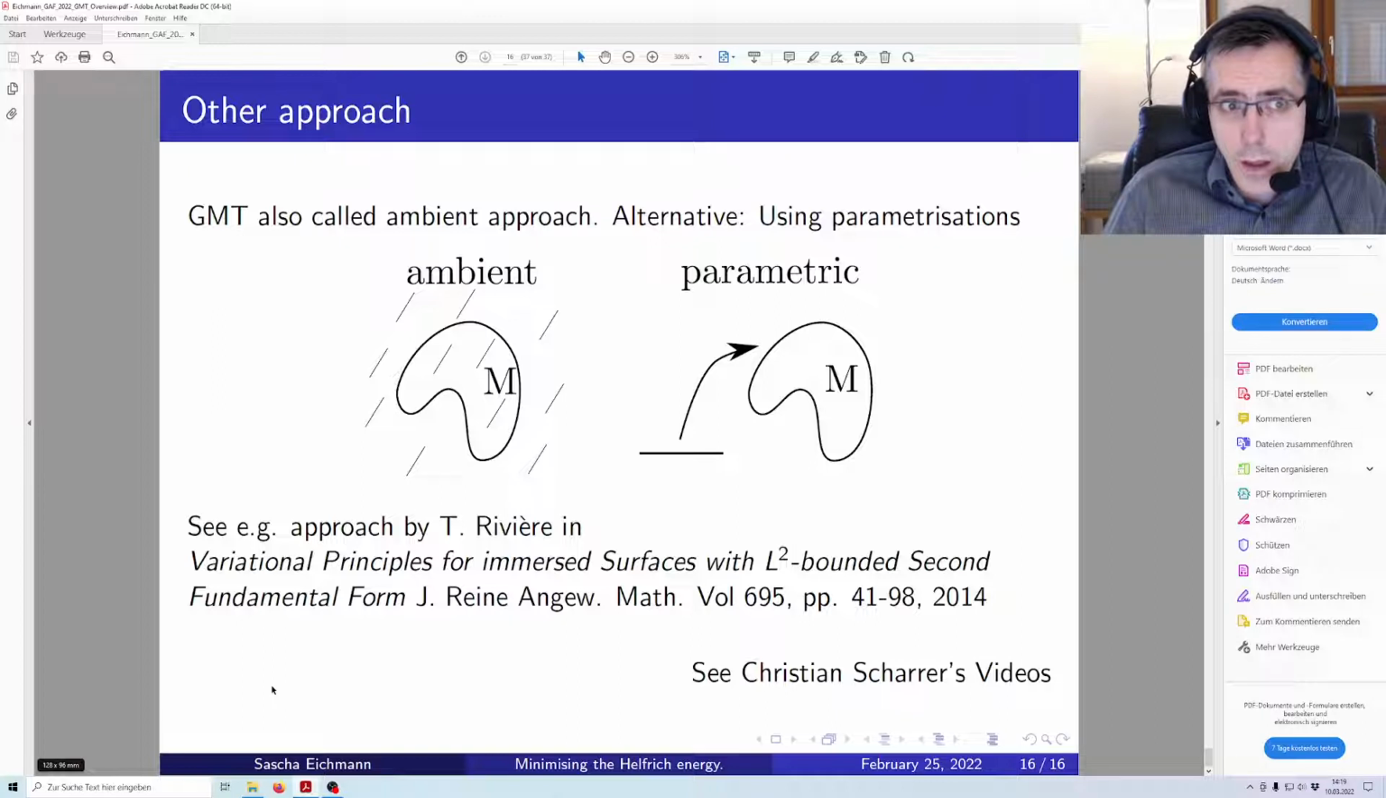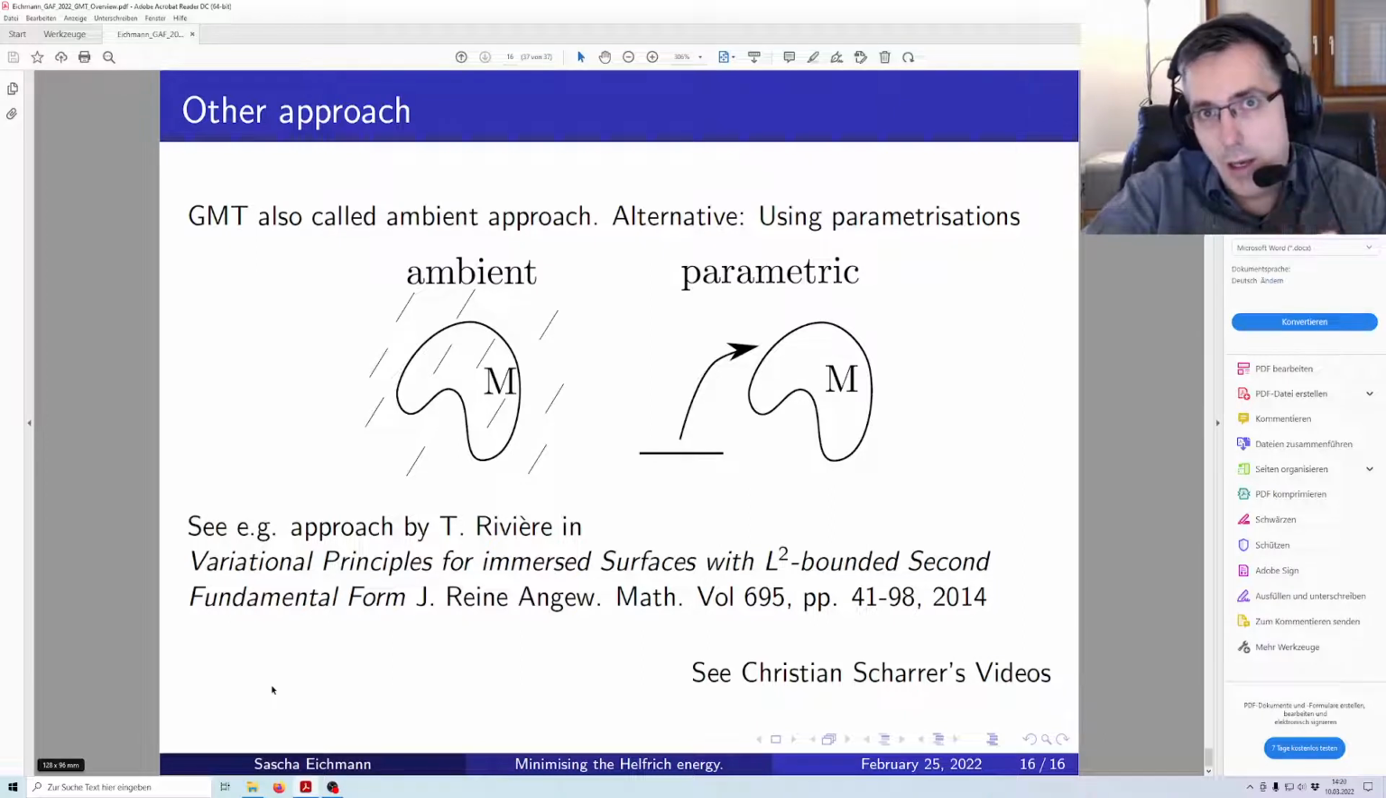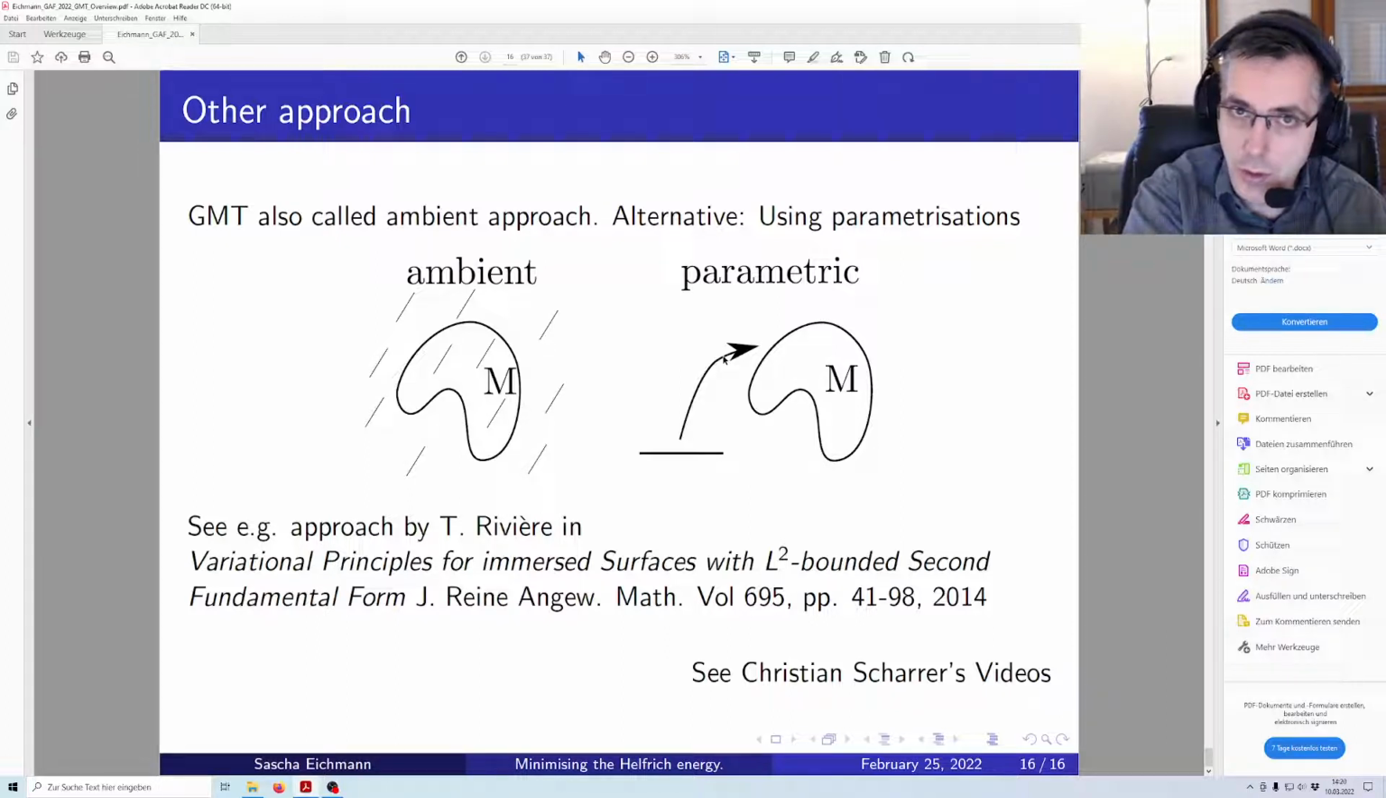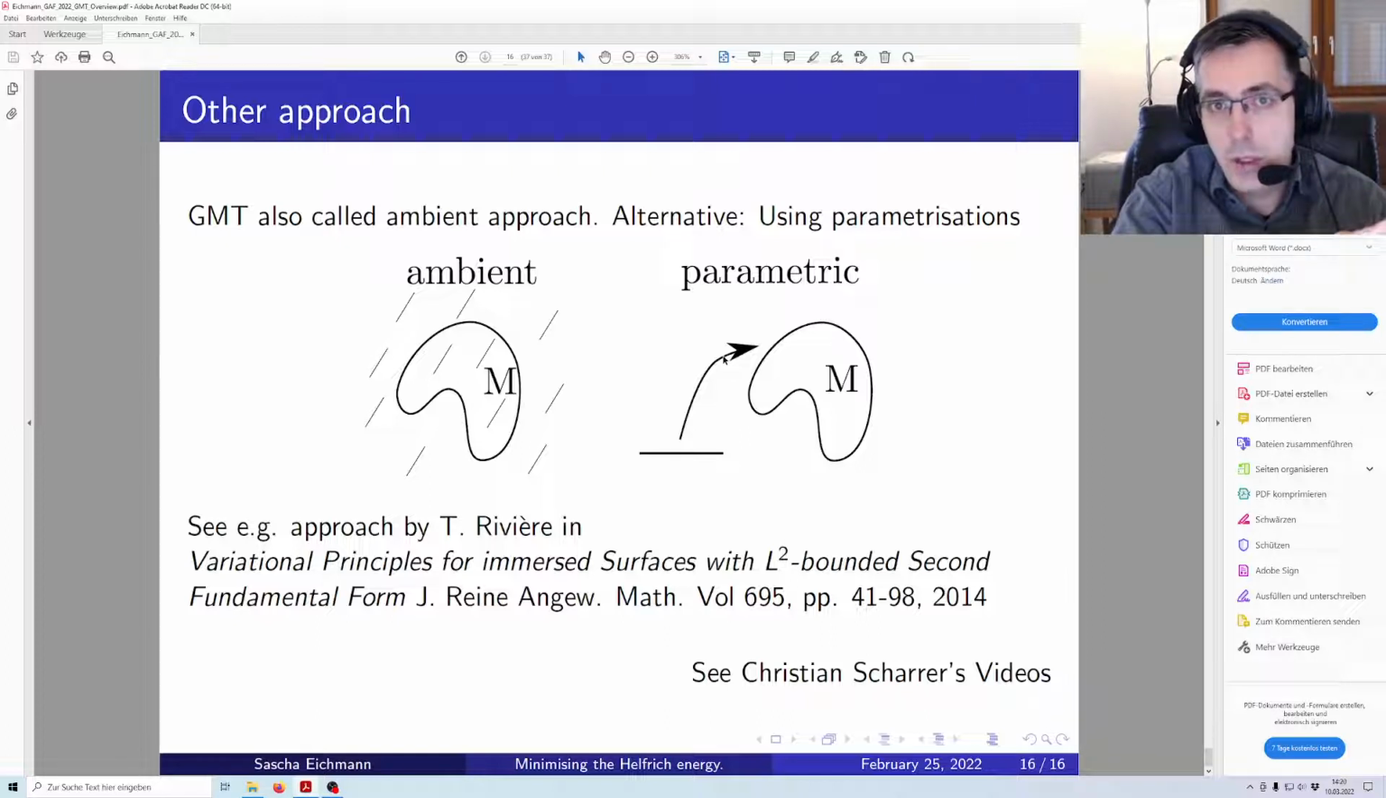Okay. Last but not least, I should tell you about some other variational frameworks for the scalar Helfrich energy. Geometric measure theory is also called the ambient approach because we need an ambient space to define our Radon measures. If we do not have an ambient space, we cannot define a Radon measure in a good way. The alternative would be to use parameterization. So we've looked at immersions F from Sigma into R3, and if you work directly with these Fs, this is also possible.